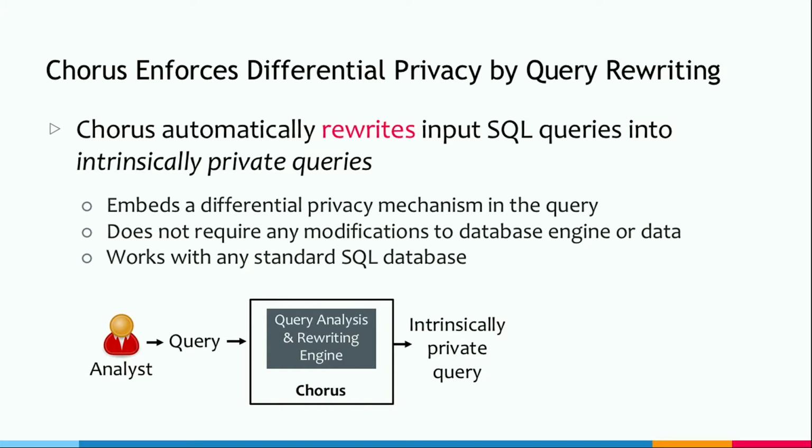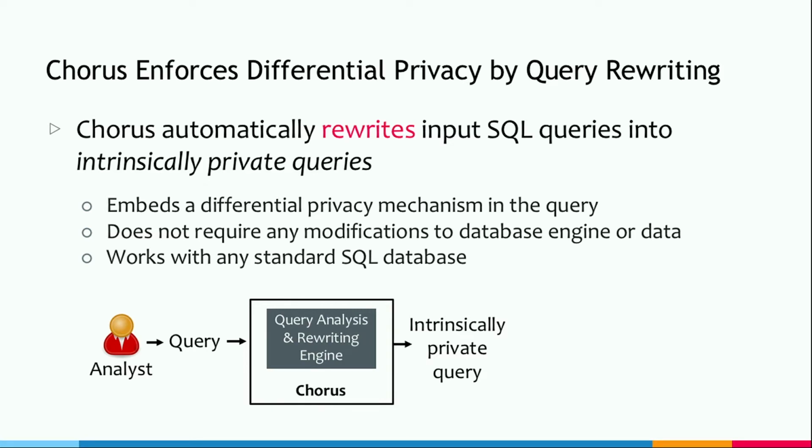Chorus takes a completely different approach to enforcing differential privacy than any previous system. Previous systems typically change the way the database works so that the database gives you differential privacy. Chorus doesn't change the database, it changes the query. Okay? So Chorus is actually a query rewriting system. It takes in the query that the analyst writes, and it produces a query that we call an intrinsically private query. And the intrinsically private query has a differential privacy mechanism embedded in it, so that the query, when you run it on a regular database, will enforce differential privacy on its own results.